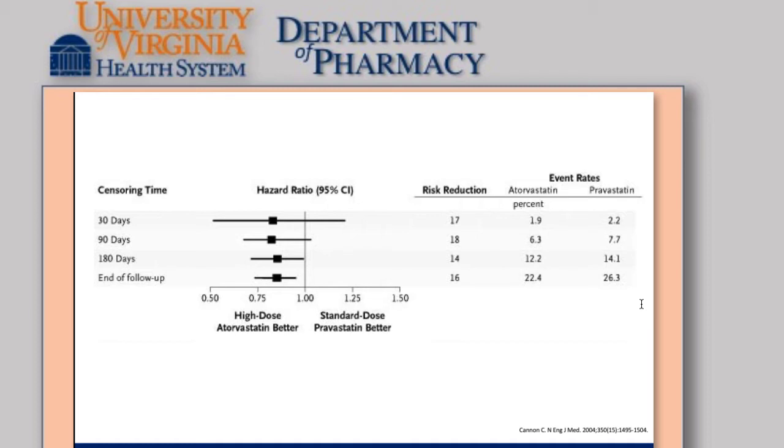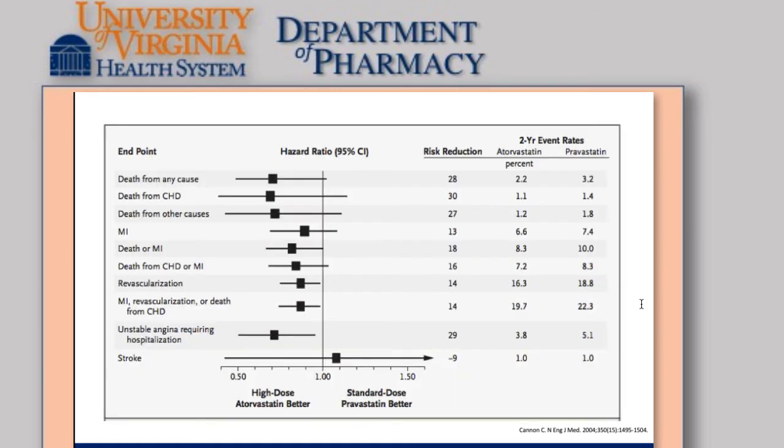When we look at the components of the primary endpoint, we can see that benefit emerged for the high-dose atorvastatin group even at 30 days, and over the course of the trial, this benefit became more clear. When we look at other secondary endpoints, you can see that across the board, the risk reduction was more significant with the high-dose atorvastatin group, or at least a trend toward it.